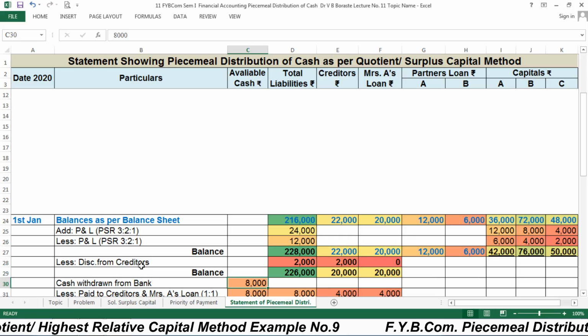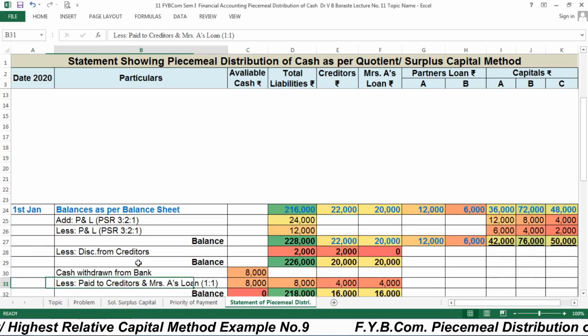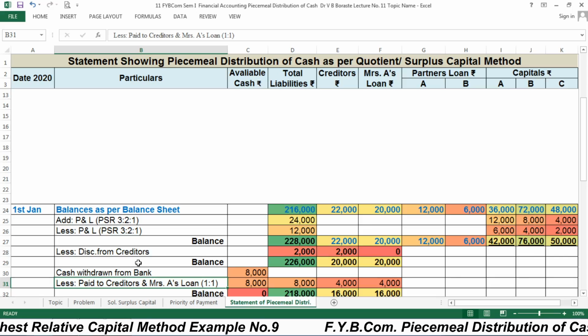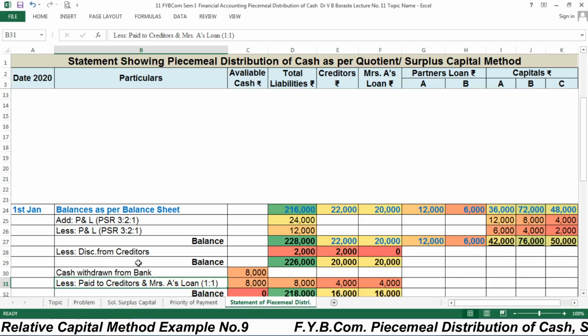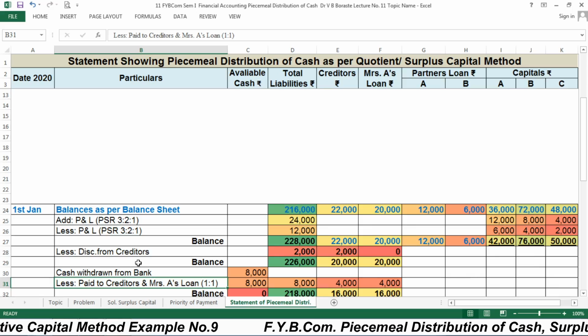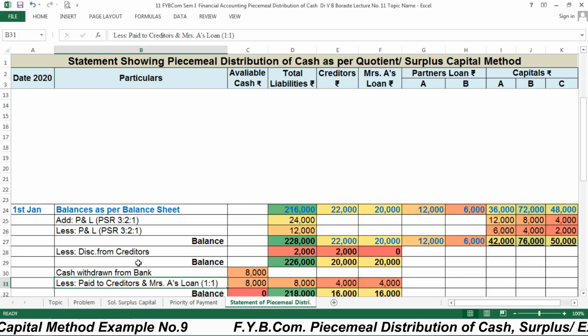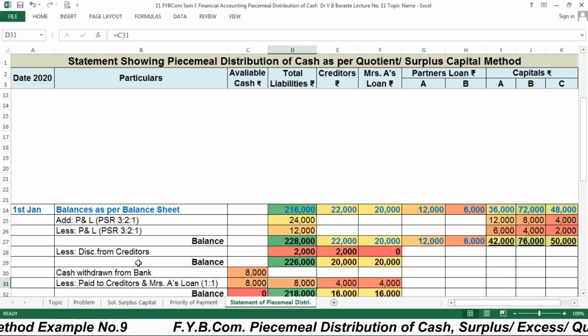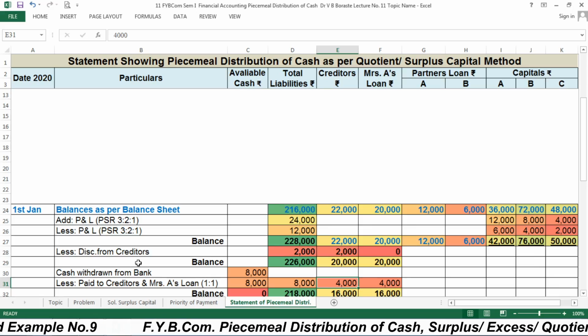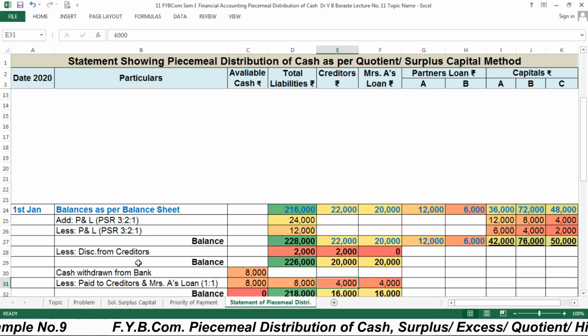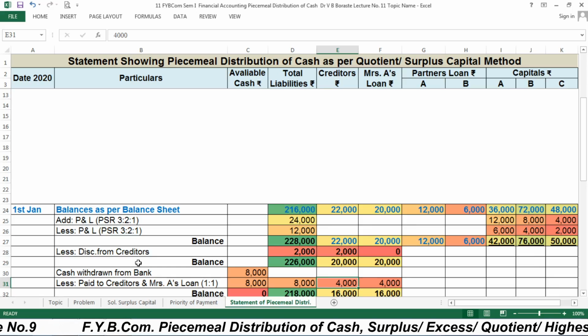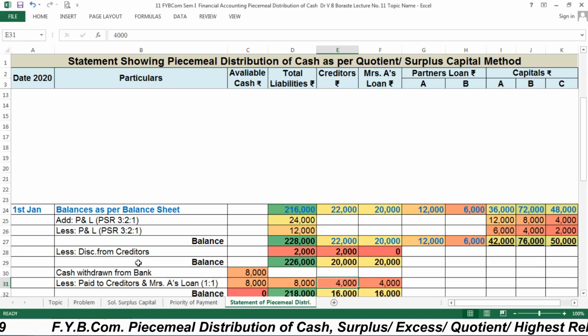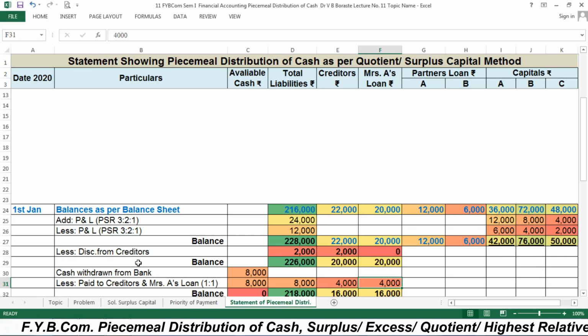We have only 8,000. That means we have to distribute this 8,000 among the creditors and Mrs. A's loan in the ratio of 1:1. So less paid to creditors and Mrs. A's loan, ratio 1:1. Total cash will be reduced by 8,000. Total liability will be reduced by 8,000. Creditors will get 4,000, that is half for half amount, and Mrs. A's loan will get 4,000.